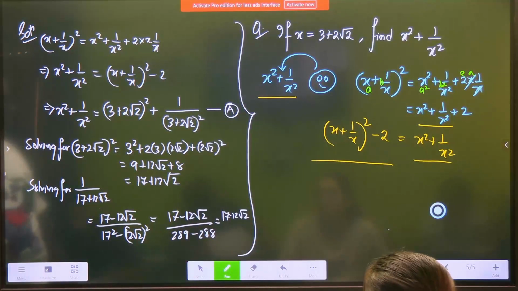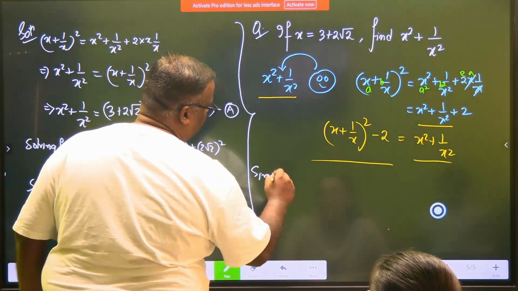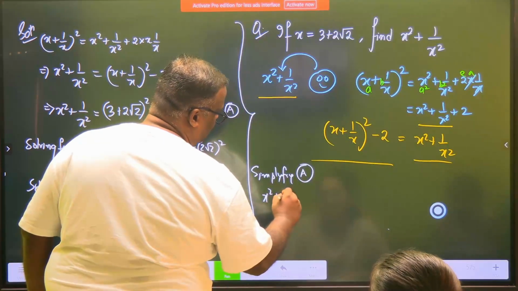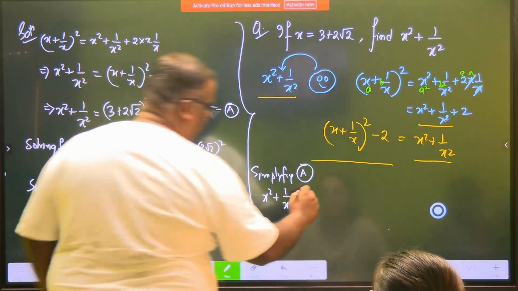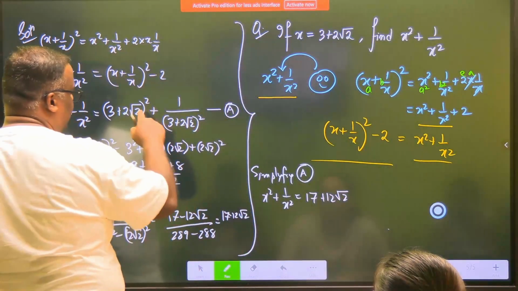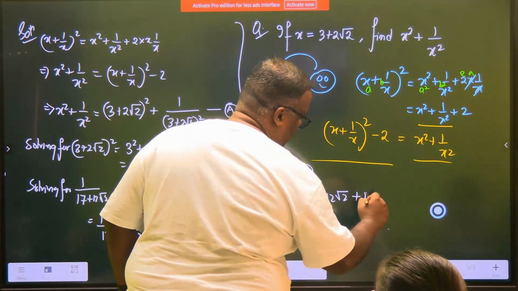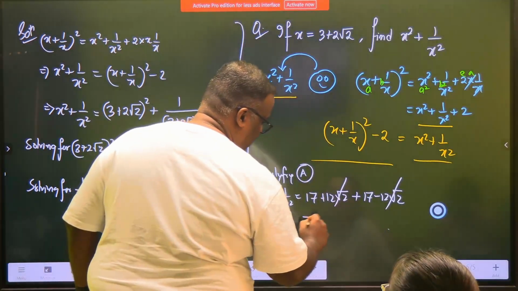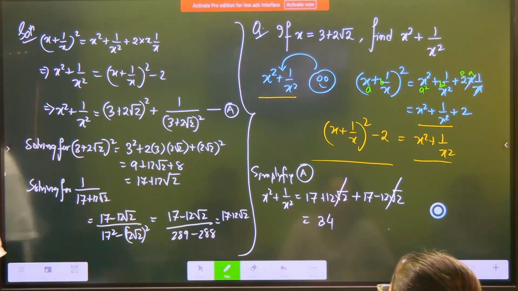Correct? Now we have to simplify A. Now just simplify A. x square plus 1 by x square will be equal to how much? The value you have is 17 plus 12 root 2, and then you have to add the reciprocal. So the reciprocal is 17 minus 12 root 2. Cutting, this is 34. Did you enjoy it? All of you understood?